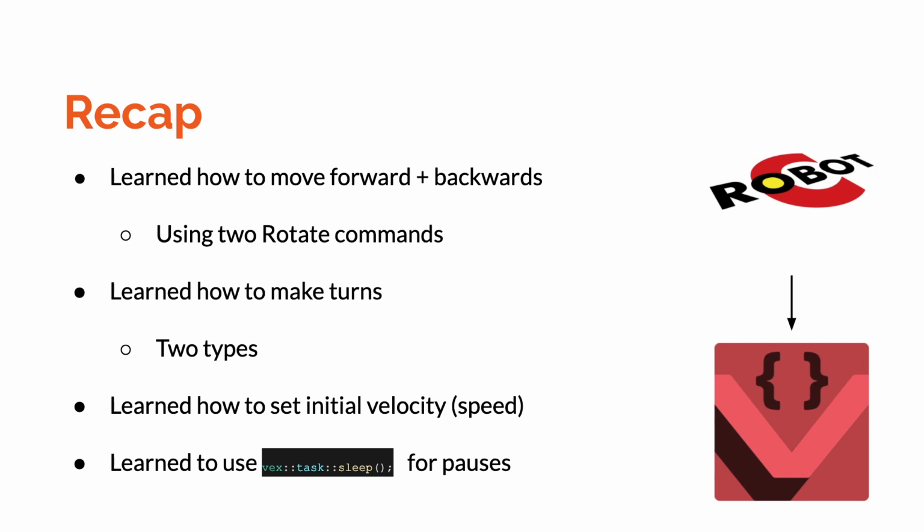We learned how to set the initial velocity or speed of the robot before we actually tell it to move, and that's something a little bit different in VEX v5 compared to Robot C. And finally, we learned how to use the task sleep command for pauses in the code and to give breaks between each movement type. So say we wanted a break between going forward and turning left, we could put a pause for 1 second and let the robot just pause for 1 second.